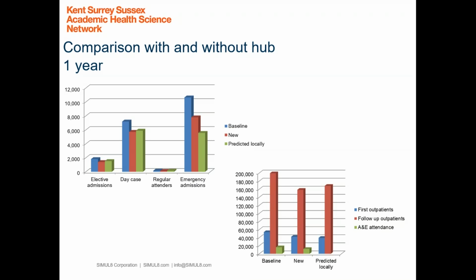And what we get by doing that is looking at the long-term high-level results first. So we could see what the baseline would be if we didn't have the service in terms of attendances. We can look at what the new result would be, and we can see how that compares to what was predicted locally. So we can see if there's a difference between what the simulation is producing and what is predicted locally, and act accordingly.